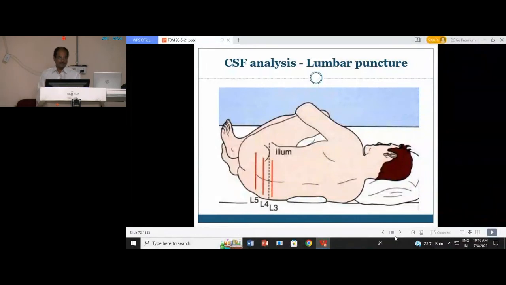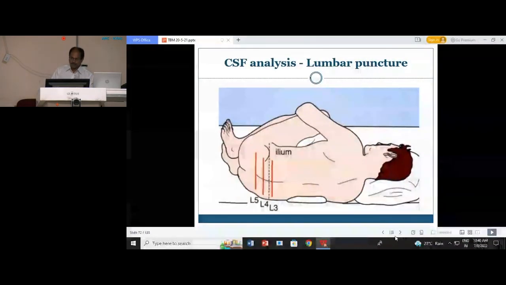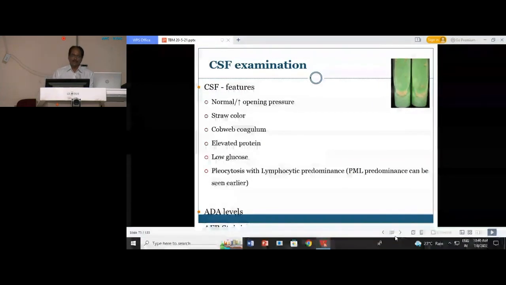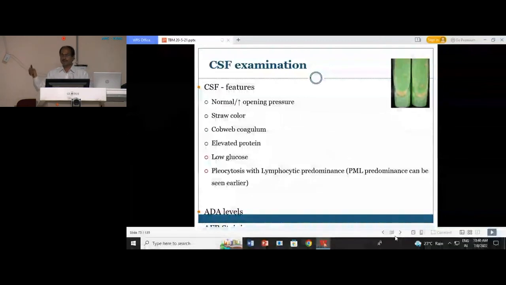Lumbar puncture: take the CSF and see the normal pressure or opening pressure when you are doing it. Note the color, cobweb coagulum, and elevated CSF protein. Normal CSF protein is 15 to 45 milligram per deciliter, and in TBM the protein is elevated, more than 50, 100, 150, even 500. Low glucose, but not like bacterial meningitis where the glucose is less than 20; here glucose may be 40, 50. Pleocytosis with lymphocyte predominance is very important to distinguish tuberculous meningitis from bacterial meningitis.